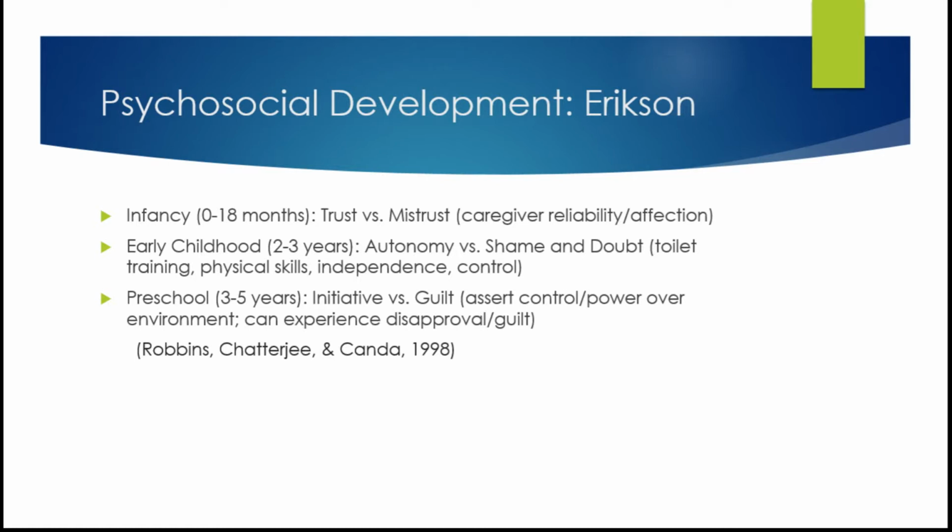Otherwise, they tend to feel shameful and doubt themselves. And then the final stage for Erikson during this 0 to 5 year period, he says that from 3 to 5 years old, we're in the initiative versus guilt stage. And this is where we're trying to assert power or control over the environment.